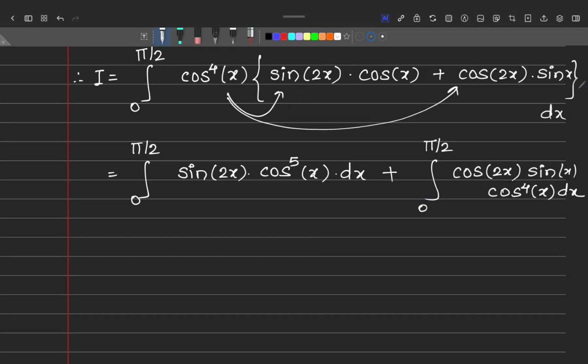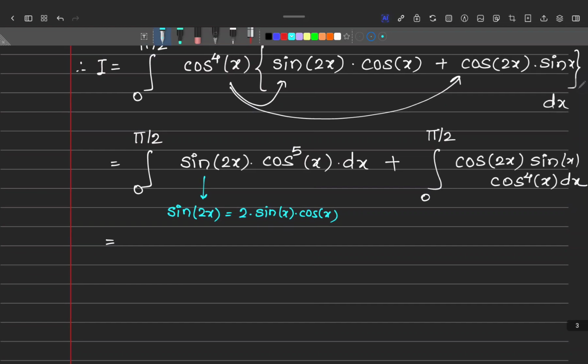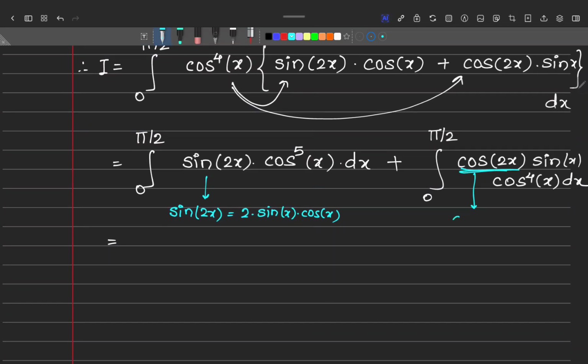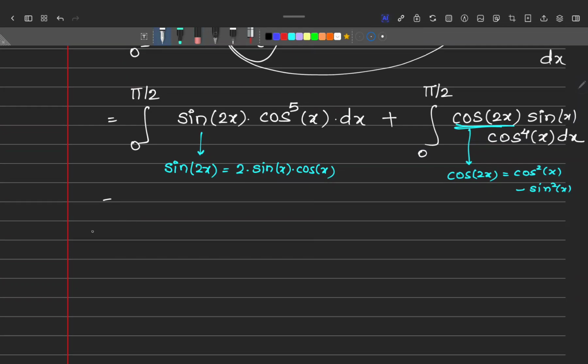Okay, is it clear? So we simplify this. What is your formula for sine 2x? Here we replace sine 2x by 2 times sine x into cos x, and here cos 2x can be replaced by cos square x minus sine square x. So what do we get here? So the first integration will be, we can take that 2 outside. This will be integration 0 to pi by 2.